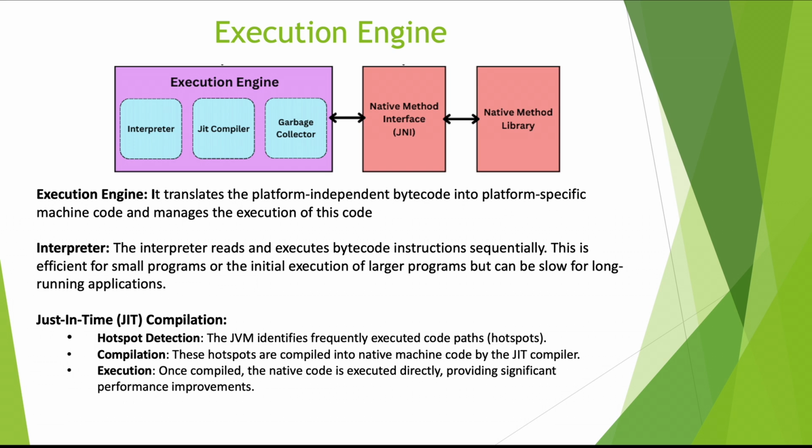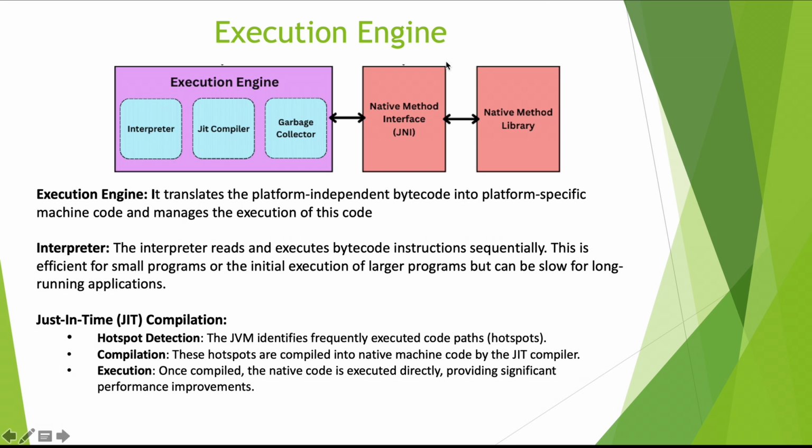That's why we have the JIT compiler. Just in time compiler: the JVM identifies frequently executed code. There are some frequently executed code in our application, and the JVM marks that code as hotspot. Then these hotspots are compiled into native machine code by the JIT compiler. Once compiled, the native code is executed directly, providing significant performance improvement.